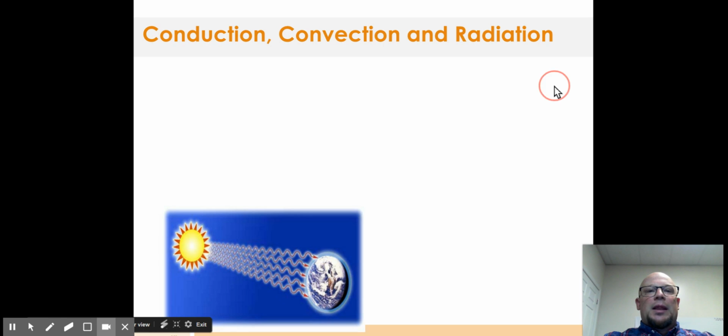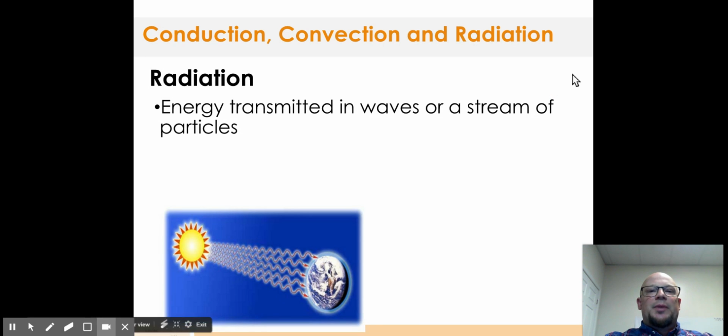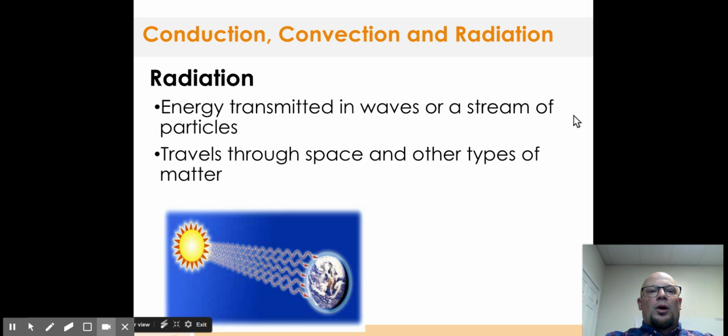And lastly, let's look at radiation. Radiation is energy transmitted in waves or a stream of particles. And so you see the sun sends light rays to the earth, which have thermal energy in them, heating the earth. And so, as you are standing across the room, maybe from a heater, if it's not blowing air, that's going to be radiation that's causing it to come from that object over to where you are. It travels through space and other types of matter.